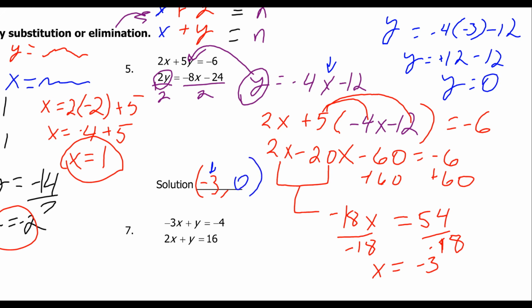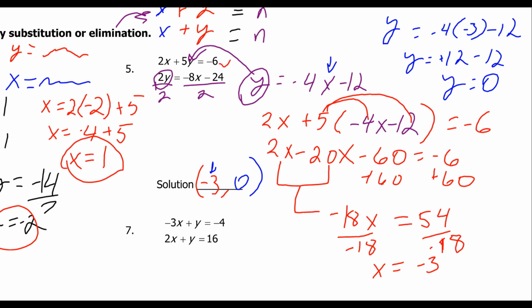Now, check. Quick run. 2 times negative 3 is negative 6. 0 times 5 is 0. Negative 6 plus 0 is negative 6. Boom, that is checked. And these checks are just that fast. You want to be able to run through them like that.